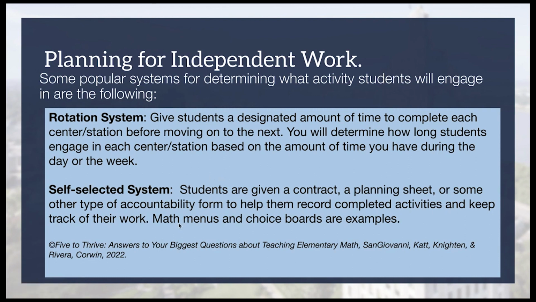A self-selected system. So if you notice that all your students are in the same place, which could be possible, but most likely not, students could do a contract and a planning sheet and be held accountable for their work by using math menus, choice boards, which are some examples that can be utilized. So they could select what they're doing. And so you could just give them options based on the selected. And it could be all the standards that they scored low on.